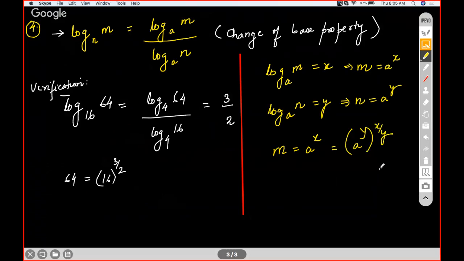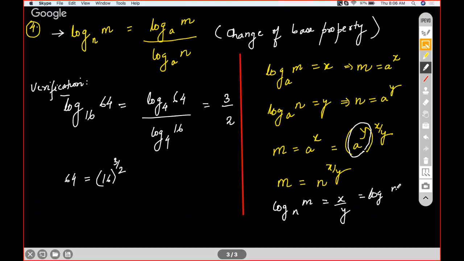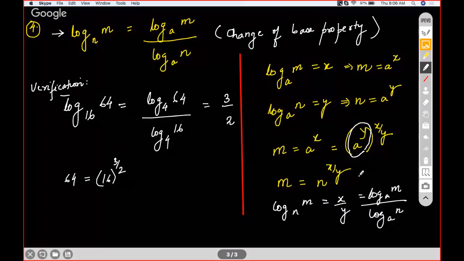So m equals a to the power x, and a to the power x I have rephrased as a to the power y raised to the power x by y. Which makes m is n to the power x by y, because a to the power y was actually your n. So that means log of m to the base n will be x by y, and x itself was log m to the base a, and y itself was log n to the base a. So this was the critical step in this problem. Was what I did right? Yeah, that was also correct.